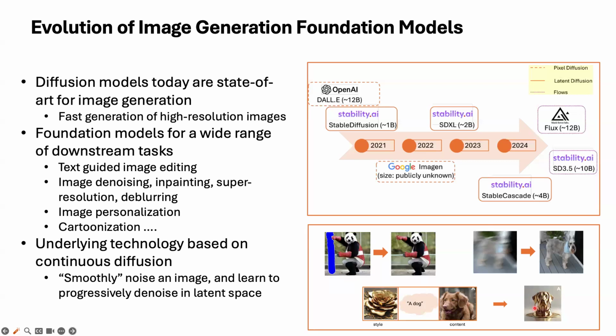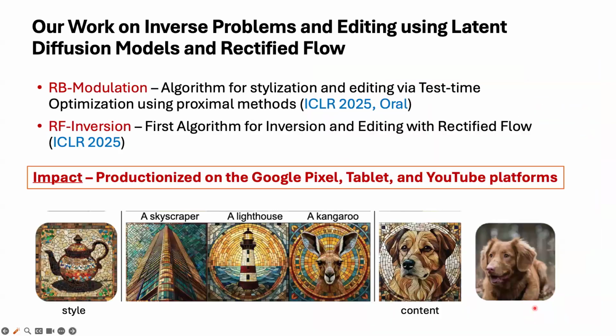Before I move to discrete diffusion models, I want to talk about a few things. For any of these kinds of things, there's a huge global community who have been working on them. So I just want to talk about a few things we have been involved in. We have worked closely with various Google groups, in particular on algorithms for stylizing, image editing, as well as inversion and editing with flow models in a lightweight edge platform such as a Pixel phone. These have now been productionized on Google Pixel, on the tablet, and on the YouTube platforms. Many of these things are in production.